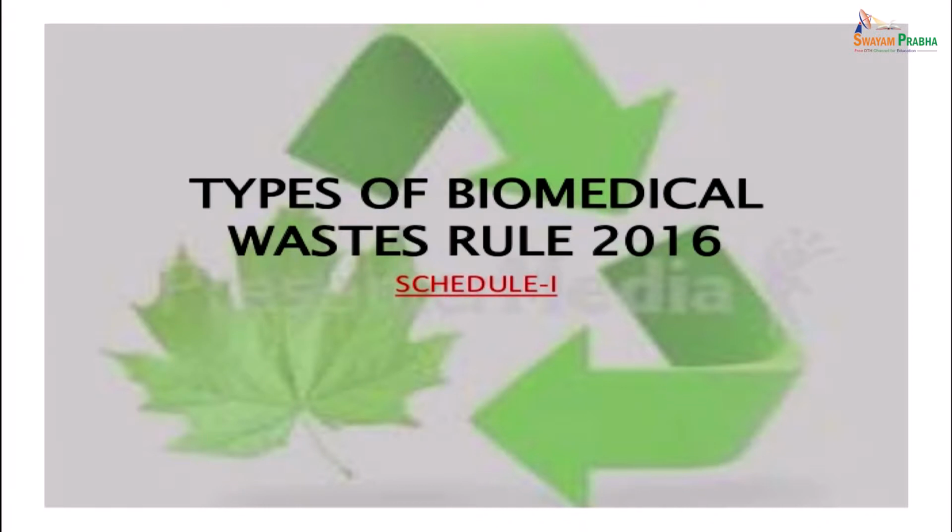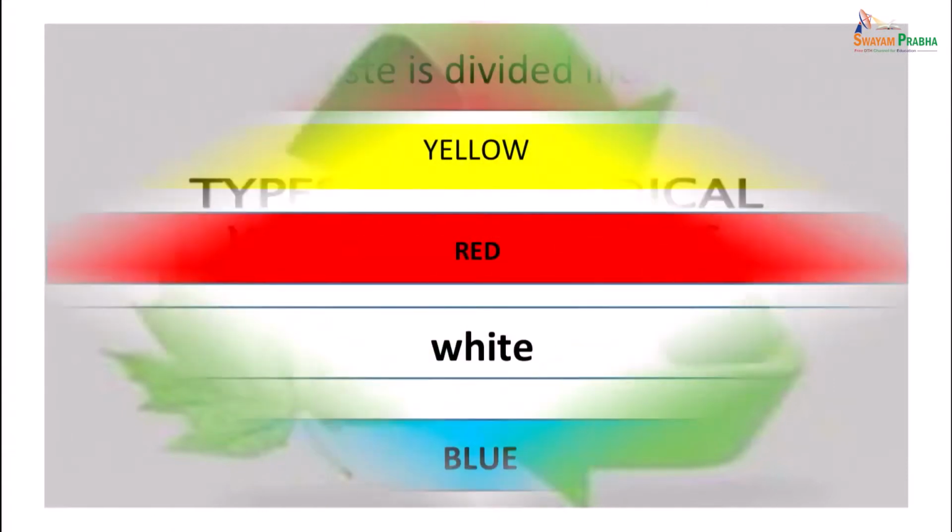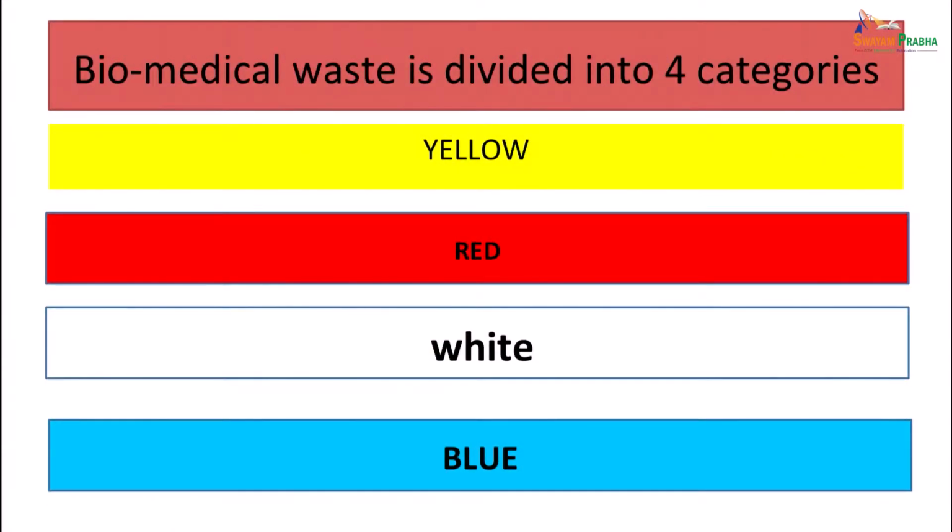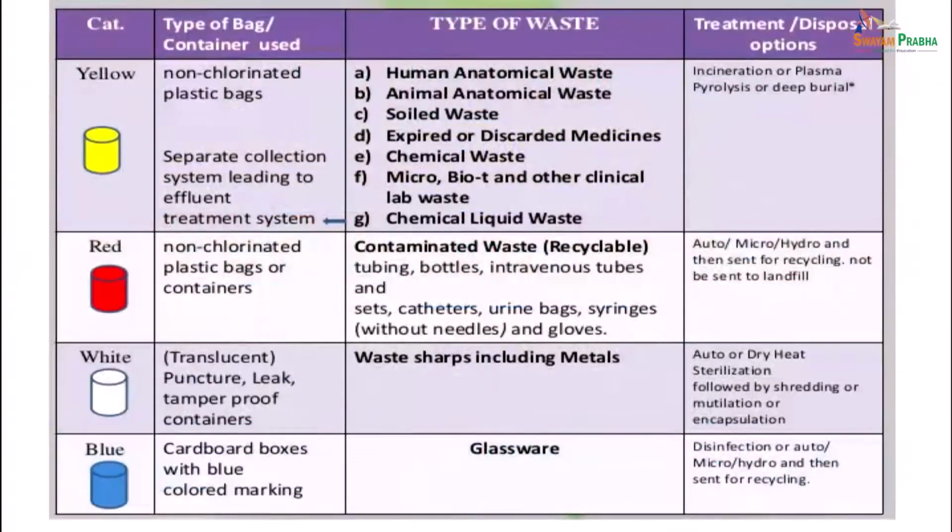Now, the types of biomedical waste as far as the rule which has been generated in 2016, Schedule 1, are different now. The biomedical waste is divided into 4 categories: yellow, red, white and blue. The yellow category should have a non-chlorinated plastic bag, and we can collect human anatomical waste, animal anatomical waste, soiled waste, expired or discarded medicines, chemical waste, micro, bio and other clinical waste, chemical liquid waste. The liquid waste specially needs to go to a separate sewage and effluent treatment system.